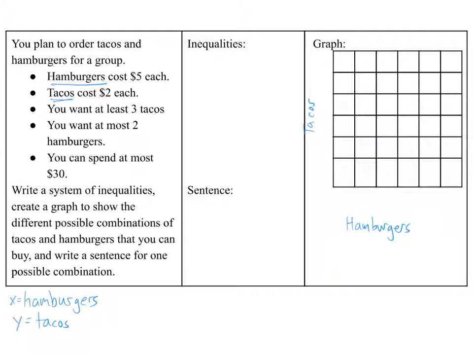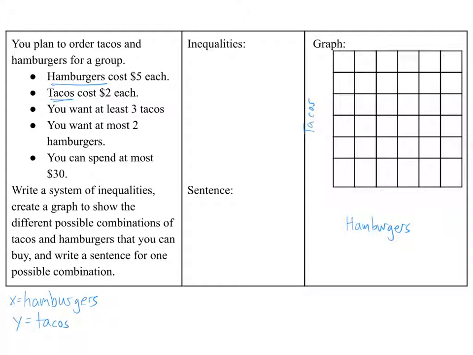So let's make several inequalities. First, hamburgers are $5 and tacos are $2. We'll come back to that. Let's talk about this one right here. You want at least 3 tacos. Does that mean you're buying more than 3 tacos or less than 3 tacos? More. If I say at least, that means the lowest amount is 3, so I'm looking bigger.